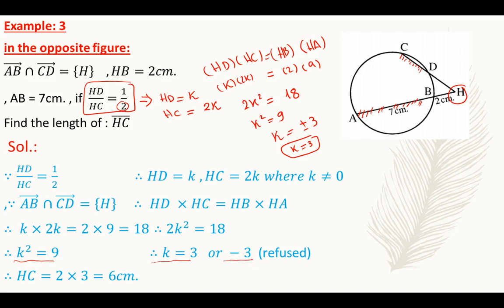So now here we want to find the length of HC. Here we have that HD, its length is equal to K, and HC, its length equals 2K. We have K equals 3, so the length of HD will be equal to 3 centimeters and HC will be equal to 2K, so HC will be 2 multiplied by 3, which is equal to 6 centimeters. So HC will be equal to 6 centimeters.